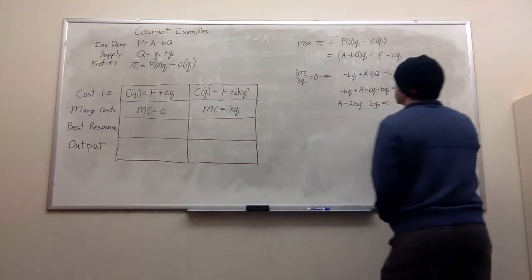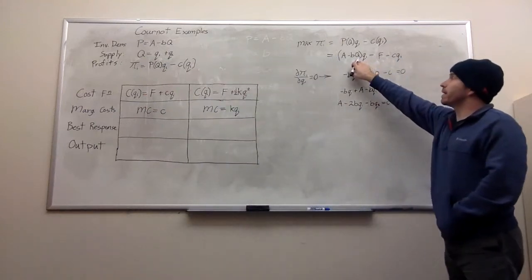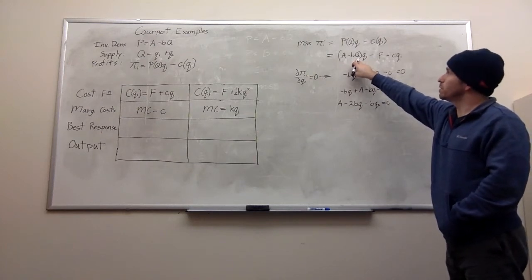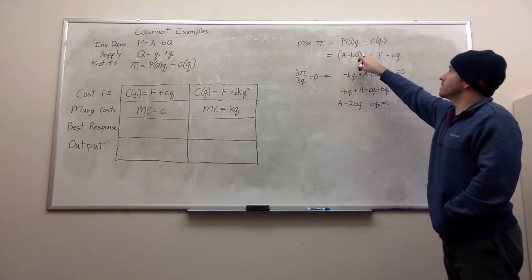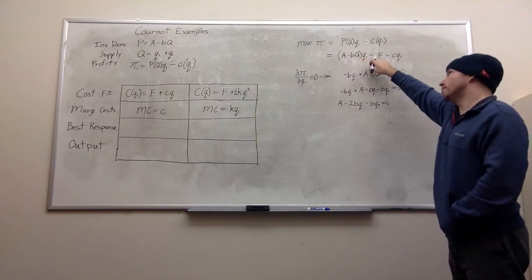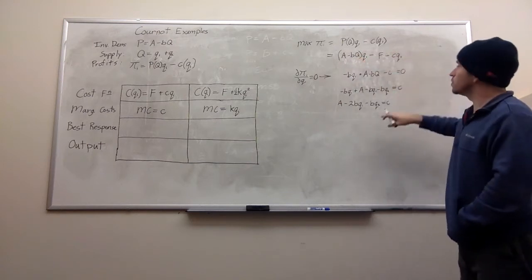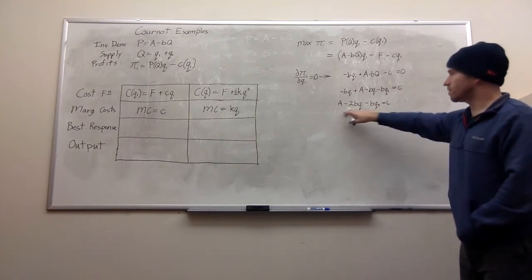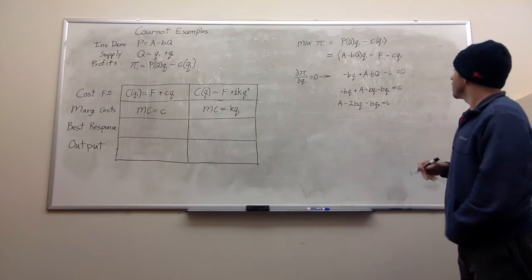Note that back here I could have plugged in that Q is equal to q1 plus q2. I would have had a minus b q1 squared minus b q1 q2, and taking a derivative of that with respect to q1 would have given me exactly this right here as well.